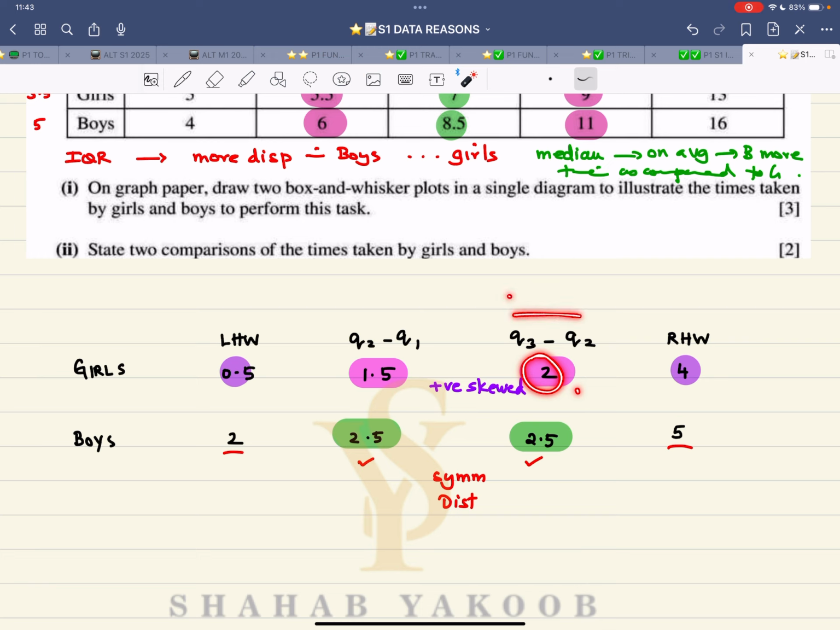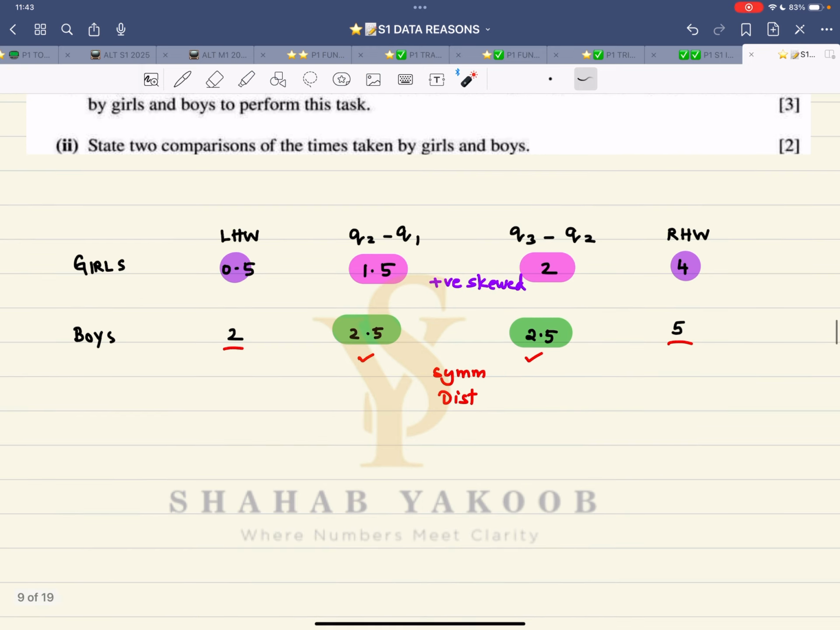It's more between upper quartile and median. Therefore, it is positively skewed. And the second thing is that for boys, the whiskers are not of equal length. Again, the right hand whisker is more, but now let's compare based upon this. These two are equal, therefore symmetric distribution.